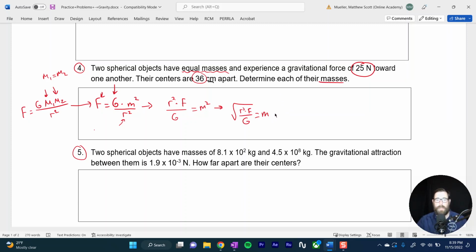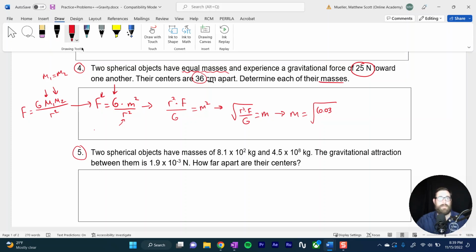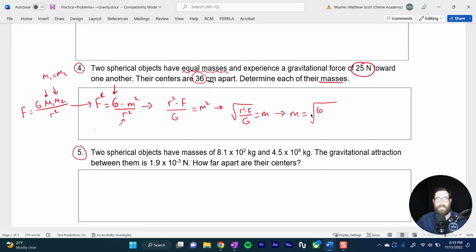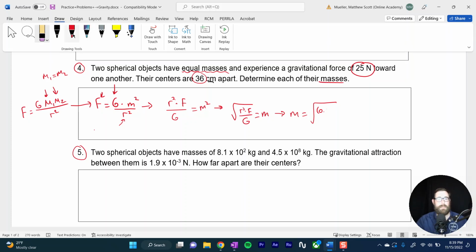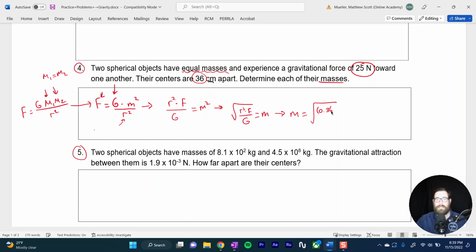So we go ahead and plug our values in. Our mass is going to be equal to the square root of 36 centimeters, oopsie, 36 centimeters, not 36 millimeters. I got a little confused in my head there. So it'll be 0.36 squared multiplied by a force of 25 divided by 6.67 times 10 to the negative 11th.